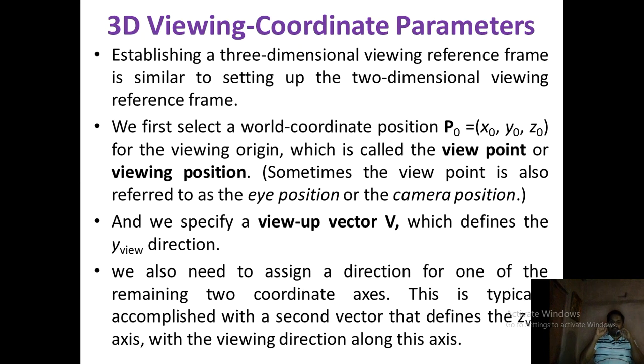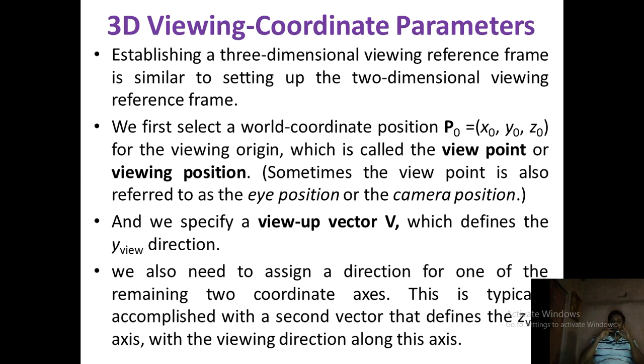Then we also need to assign a direction for one of the remaining two coordinate axes. This is typically accomplished with a second vector that defines the Z view axis, with the viewing direction along this axis. Meaning we have already set the Y view direction by setting the view up vector V. Along with this, one more direction we have to set, that is Z view, right? The Z view axis is the viewing direction. Normally along the Z axis we are viewing the object.